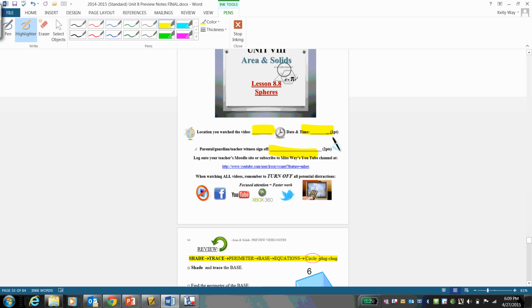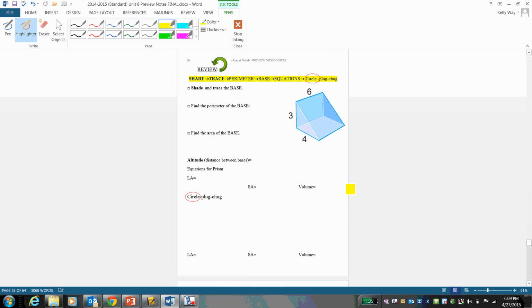Spheres is a very short lesson, so we're going to spend a little bit more time on review than we normally do. What we're going to do is find both the surface area and the volume of a prism and a pyramid. And if you follow these steps, you'll never, ever get lost.